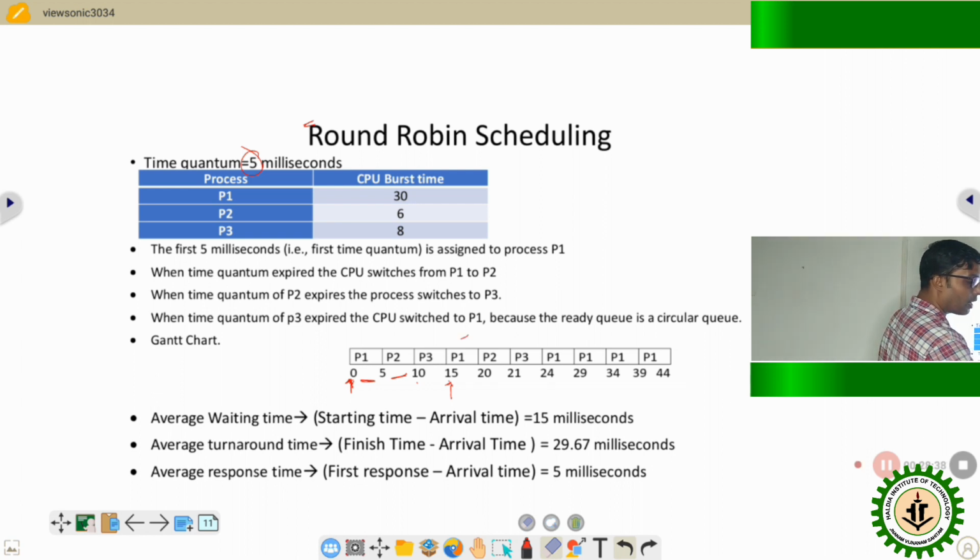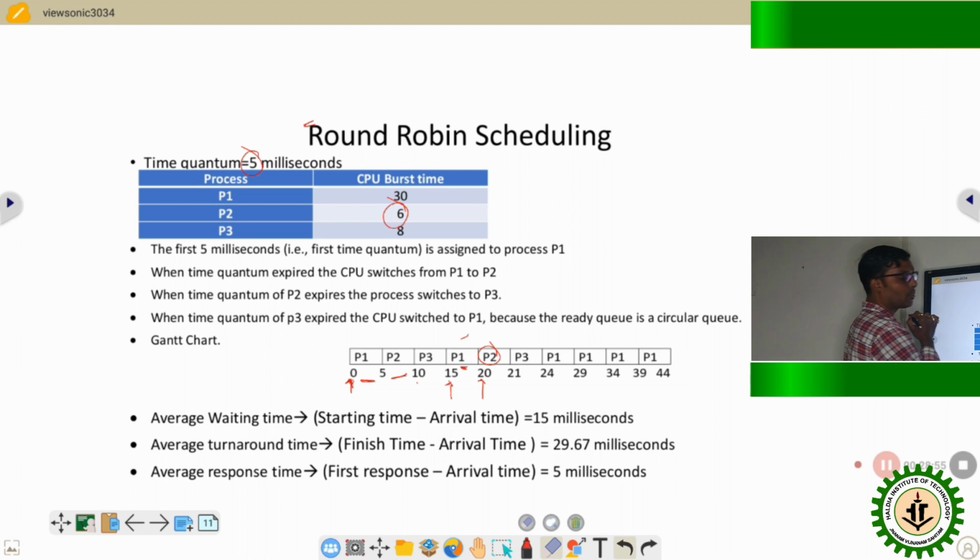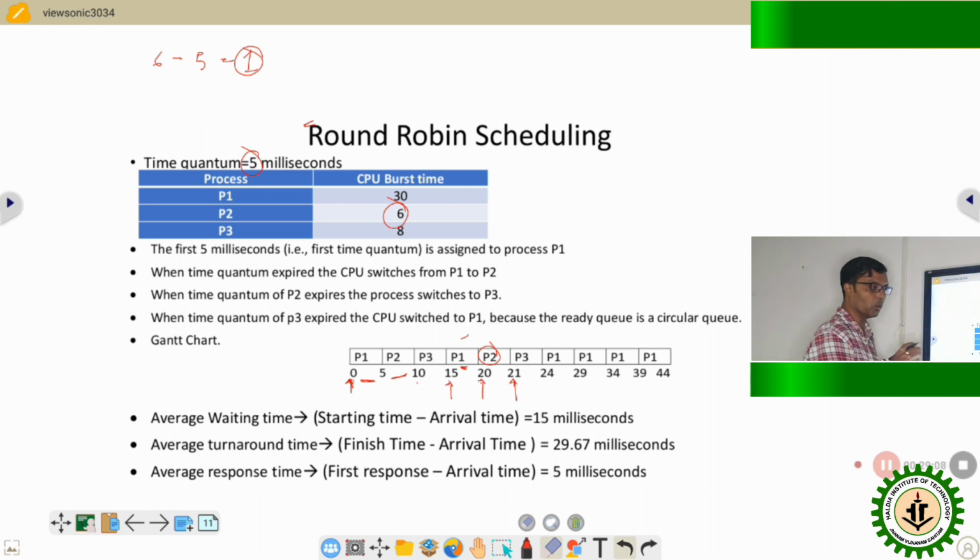Process P1 gets the chance until its burst time is complete. So process P1 again gets the time quantum of 5 milliseconds and it ends at 20. Now what is P2's remaining time? P2's remaining time is only 1, since it already executed 5 milliseconds. So 20 to 21, it executed and P2 finished its execution. There is no P2 anymore.